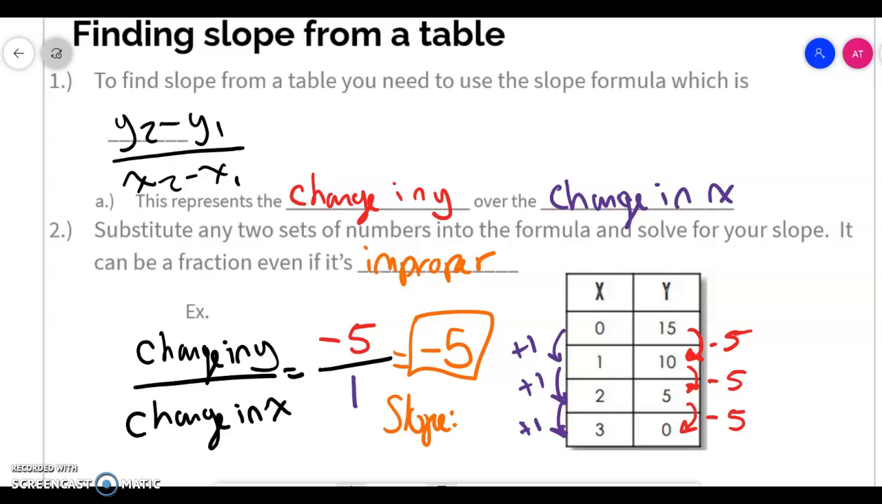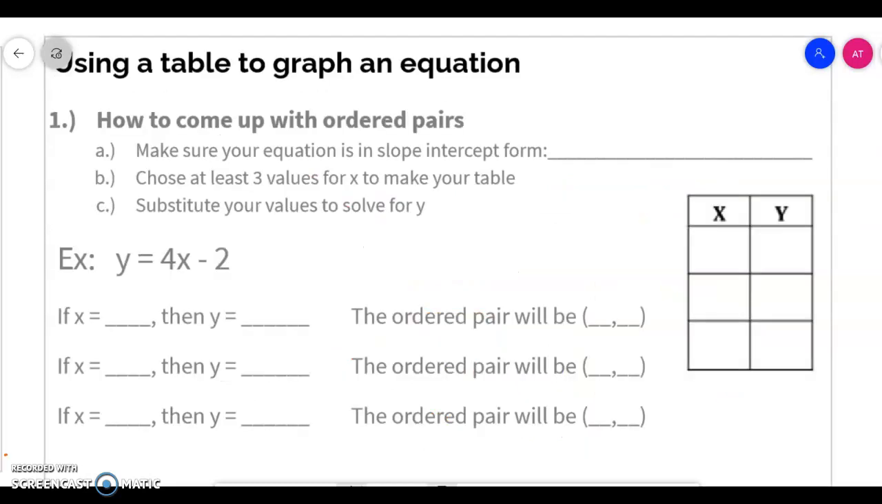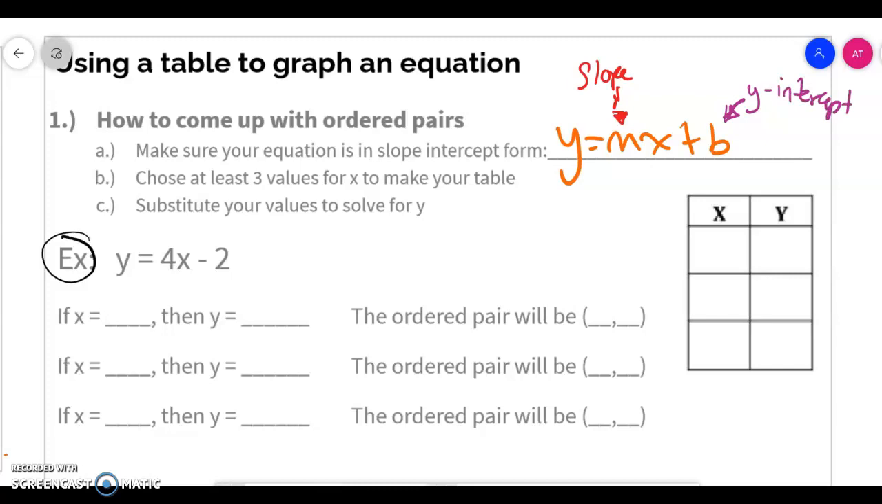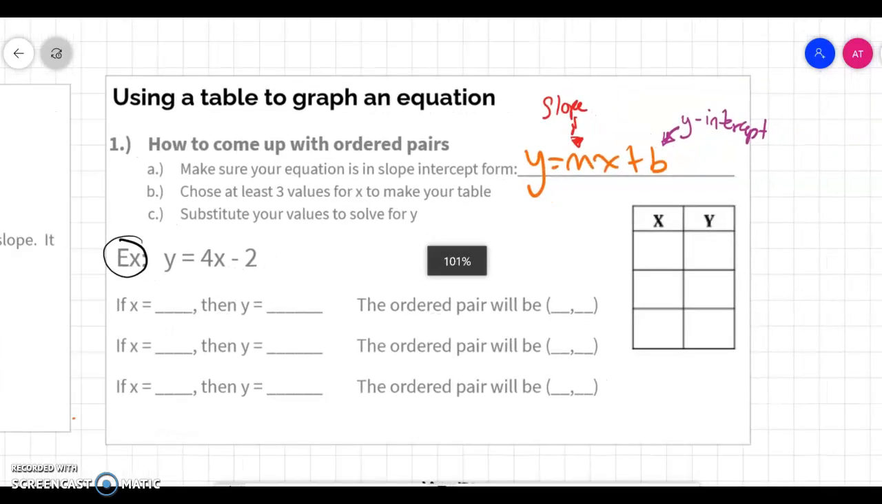Now let's look at some other tables. So now we're going to be using a table to graph an equation. So first we need to make sure that our equation is in y equals mx plus b form. If you can remember, m is our slope or our rate of change, while b is our y-intercept or our starting point. So now I'm going to look at our equation. For our example, which is y equals 4x minus 2, that is in slope-intercept form.